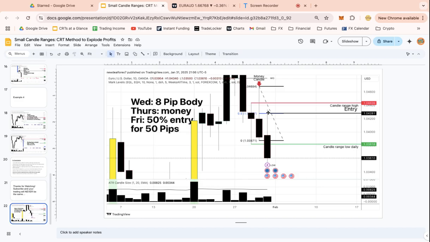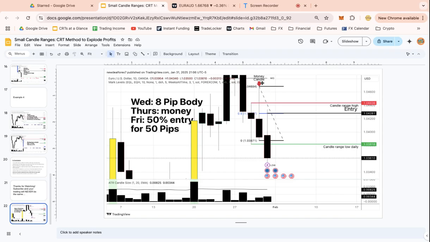And we would have got a sniper entry on Friday. So Friday would have been entry here, and then it tanked for the rest of the day, and that would have been good for 50 pips. Okay. So this is what you're waiting for. So this would have been a good example where you just set a price alert for the 50% level.